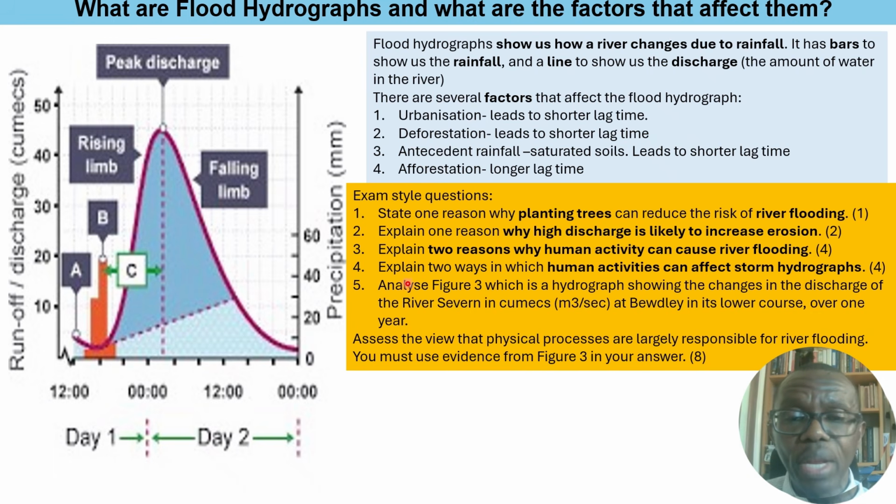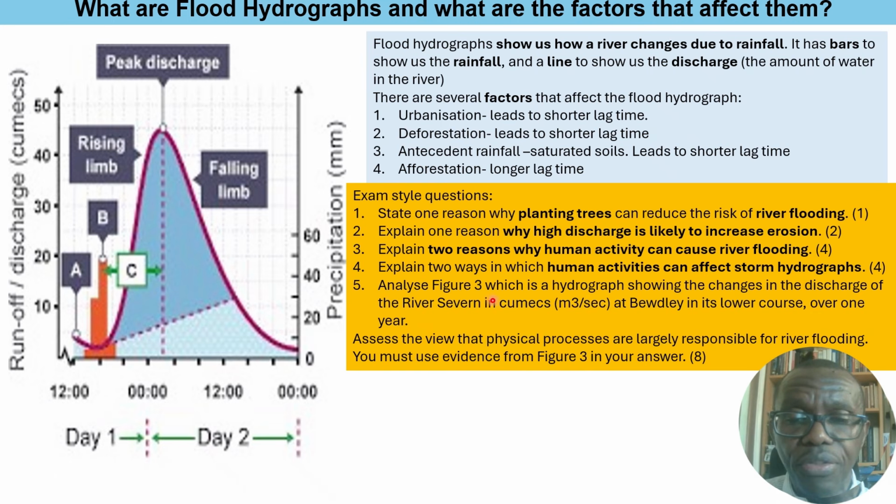And then explain two ways in which human activities can affect storm hydrographs. In this one, you can talk about urbanization, deforestation, and afforestation, and then explain how either one of the three affects the flood or storm hydrograph, whether it's going to reduce lag time or whether it's going to increase lag time. Then analyze, so this one was an 8 marker, the last one.